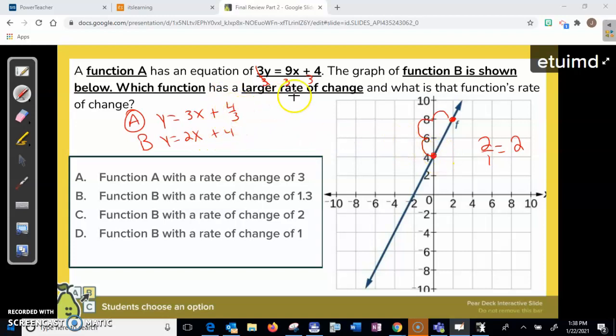But we don't care about the y-intercepts. We care about rate of change. Rate of change, guys, is slope, and you should know that. So look at which one is bigger, guys, A or B? You're going to say, Mr., 3 is bigger than 2. So function A, with the rate of change of 3, is your answer. And that's it. All right, next question.